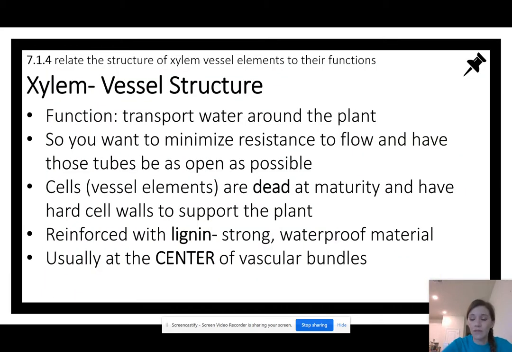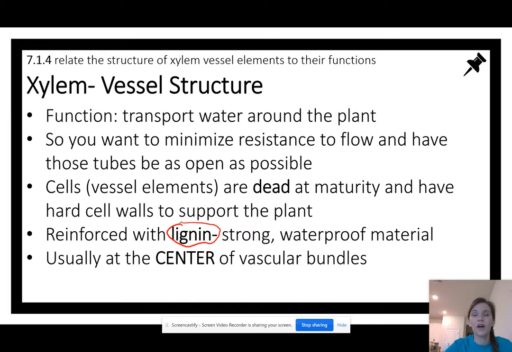Okay, so we said xylem transports water around the plant. Because it is just a water tube, you want to minimize resistance to flow. You want those tubes to be as empty and open as possible. So those cells are actually dead at maturity. They have to be alive at some point to form and grow, but then they die. What's left is kind of like their skeleton made of lignin. Lignin is a really hard, strong, waterproof material. It makes sense that if you're building a tube for water, you want it to be waterproof.